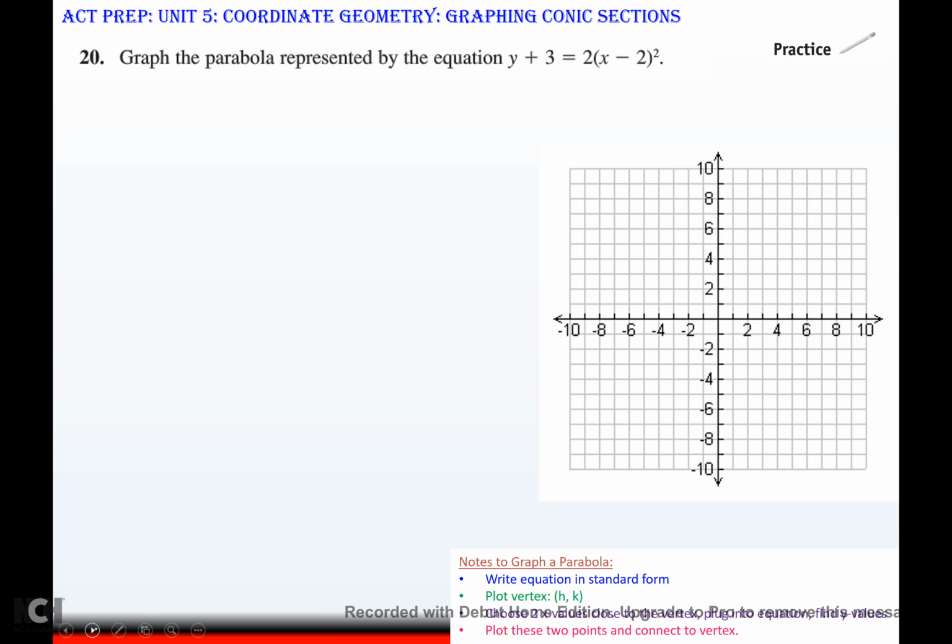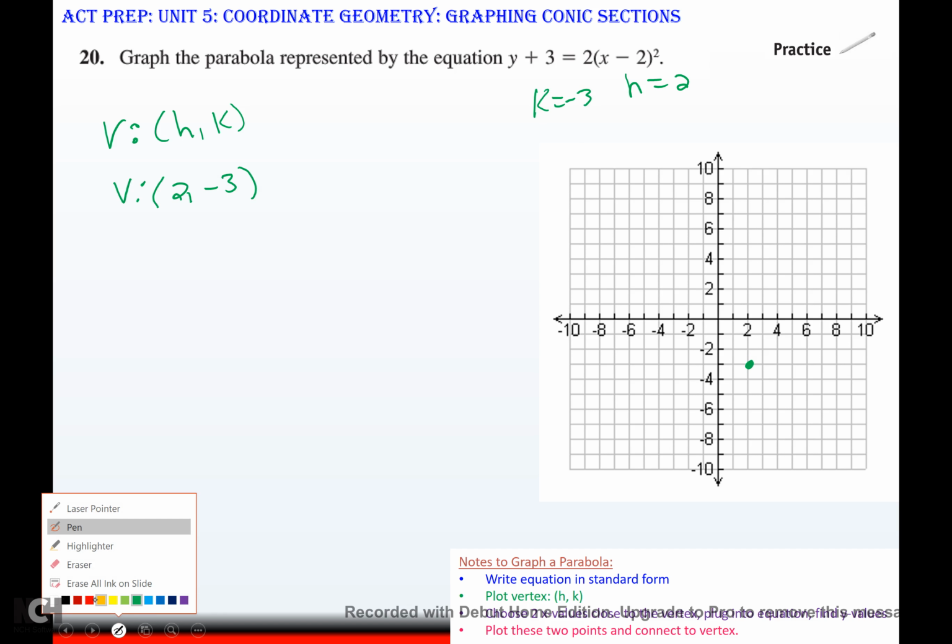All right, so we want to do this one. This one's a parabola, so we need a vertex, which is h comma k. My h is going to be 2, my k is going to be negative 3, so my vertex is going to be at 2, negative 3. So I plot that. And then I'm going to pick some x's close, one on either side. They want you to do both, but if you get one, you can just reflect it over, and then you have the other one. So I'm going to make x 1.